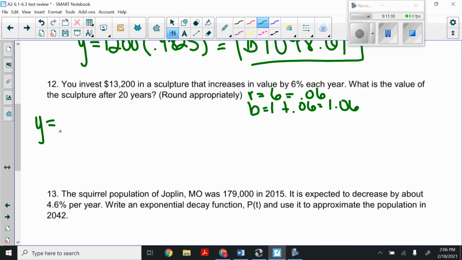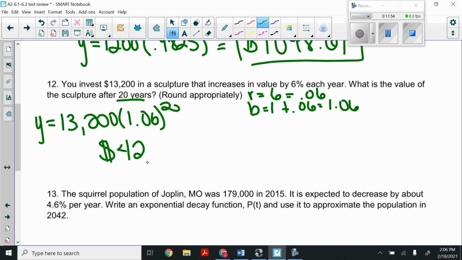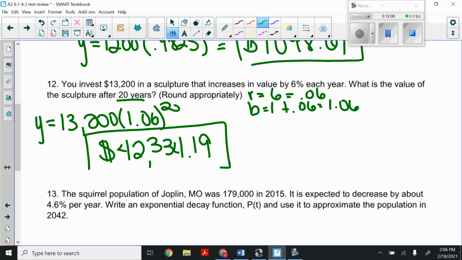So y equals the initial value, 13,200, times the growth rate, 1.06, to how many years? 20 years, so to the 20th power. So there's our equation. So here, 1.06 to the 20th, and then times 13,200. So after 20 years, our sculpture is worth $42,334.19. That increased.